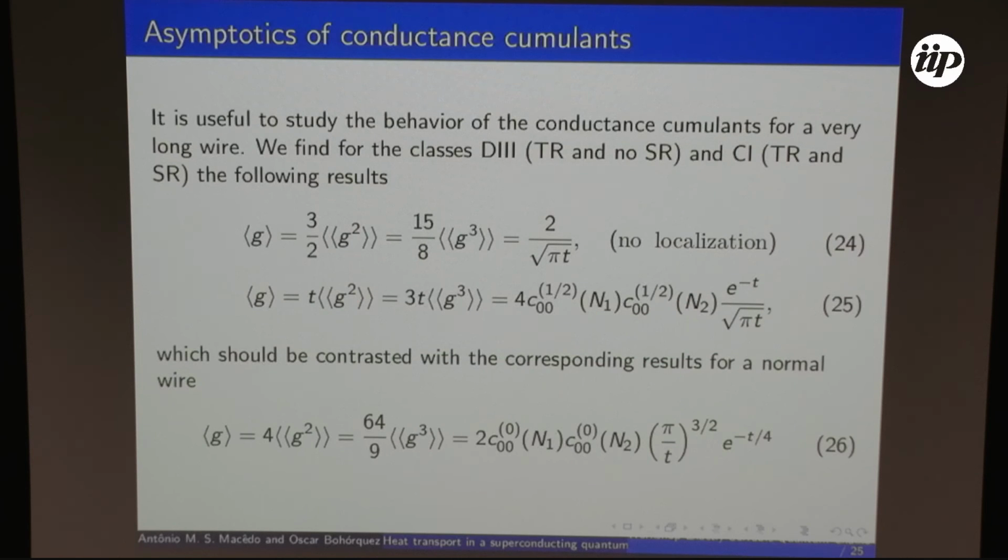So the system goes from ballistic to metal. So we have three phases: ballistic, metal, and localization. In case of C1, here I'm using the Cartan classification, in C1 we have this ballistic, metallic, and localized behavior in smooth crossovers. And for class D3, we don't have localization, so it goes from a ballistic to a normal metal to an anomalous metal. Okay? And this should be contrasted with what you get for a normal wire.